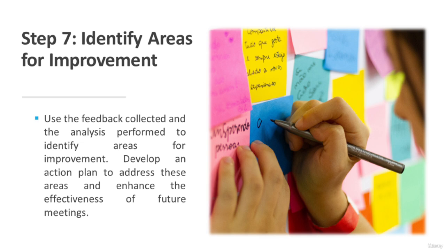Identify areas for improvement. Once the evaluation is completed, it is important to identify the areas of improvement in the board meeting. This can be done by analyzing the feedback received from the participants and identifying the common issues or concerns that were raised. It is important to prioritize the areas for improvement and develop a plan of action to address them.